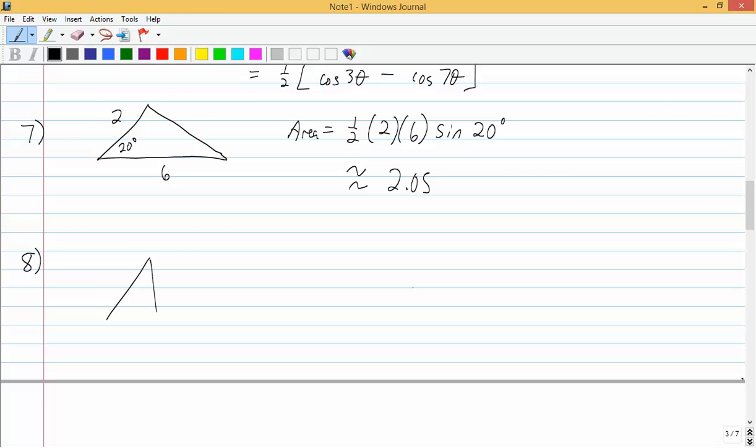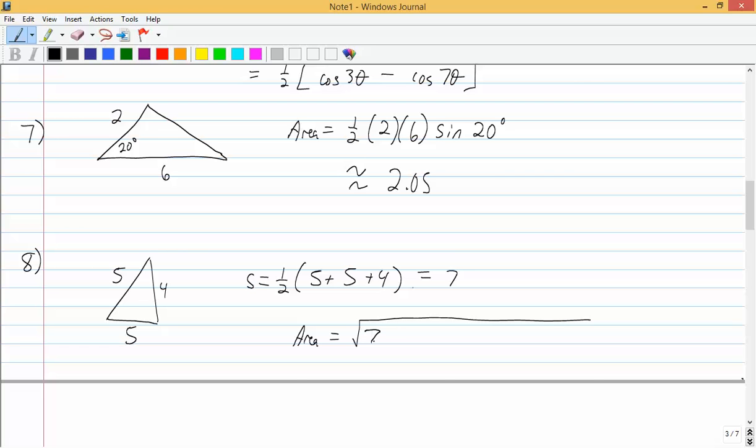The same directions. We have a triangle that has a side of 5, a side of 5, and a side of 4. So we have to use Heron's formula. That's s equals 1/2 times 5 plus 5 plus 4. So that's going to be 10, 14 divided by 2 is 7. So area is equal to the square root of s times s minus a times s minus b times s minus c.